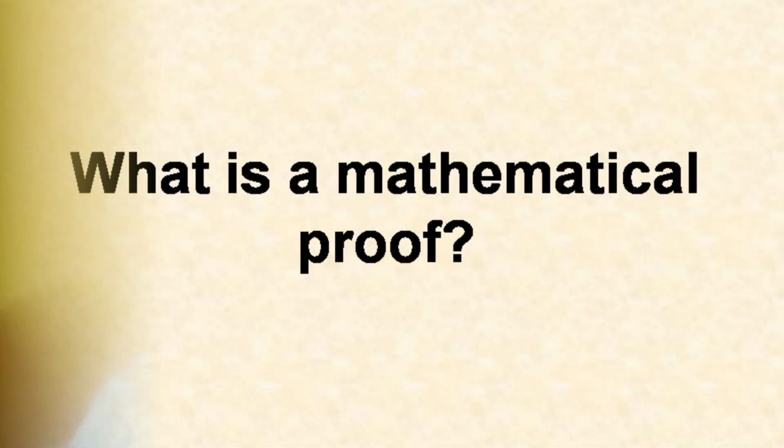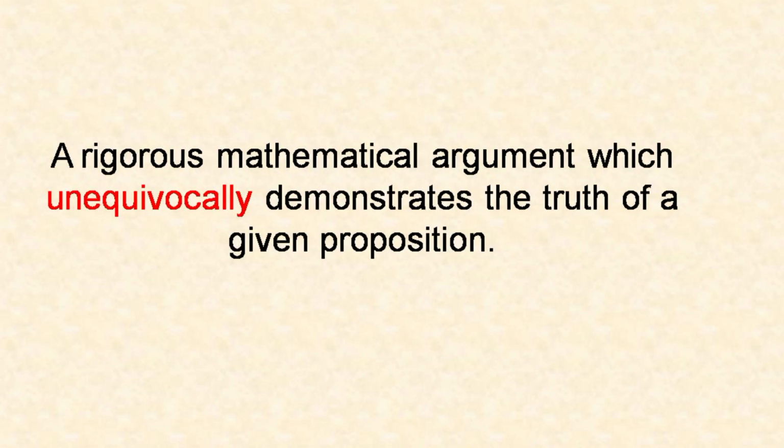First, let us understand what is a mathematical proof. Right on your screen you will see one definition which states: a rigorous mathematical argument which unequivocally demonstrates the truth of a given proposition. Now you see I have underlined and made it in red, unequivocally. So unequivocally means without any problem, without any circular reference or any kind of ambiguity.